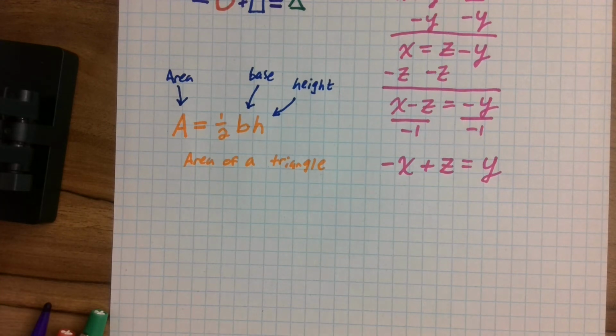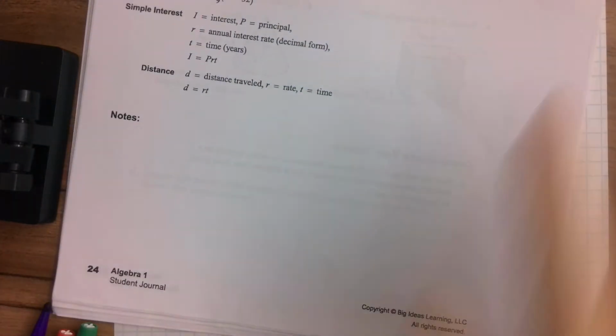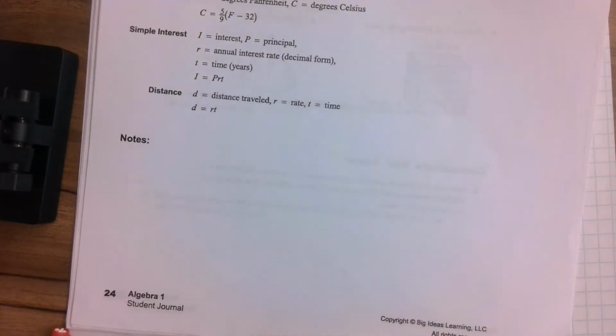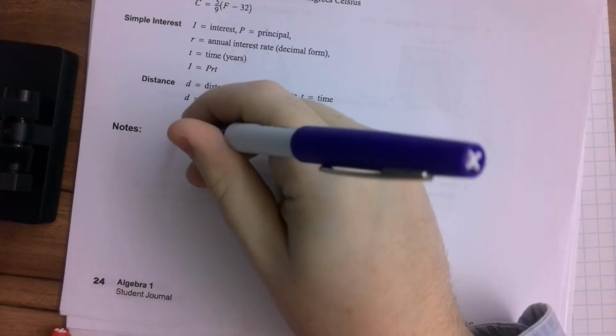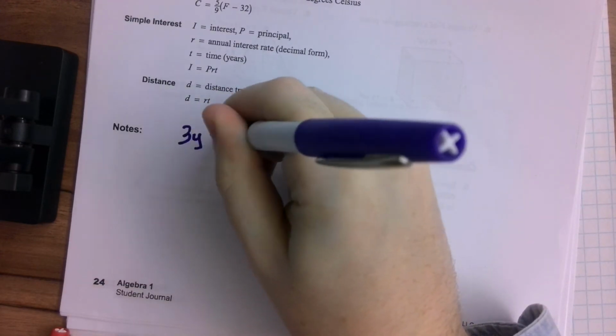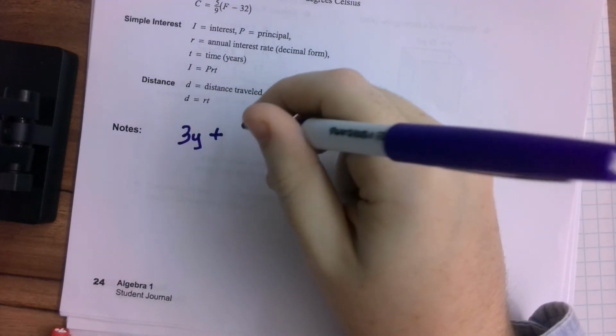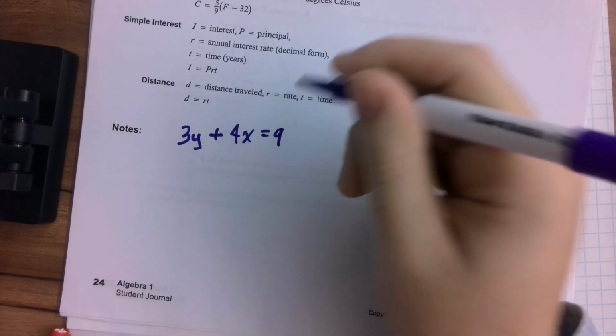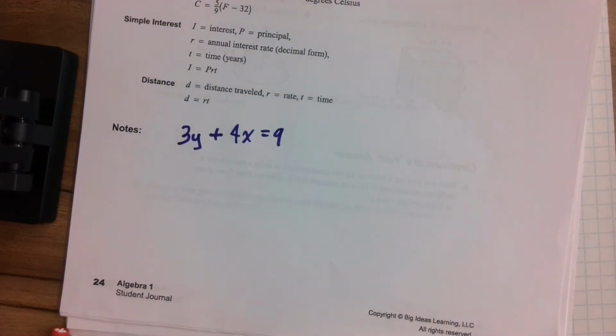So, are we ready to try one? Let's try a literal equation together. And again, we kind of already did a literal equation with the circles, squares, and triangles. It's just that this one is going to have our usual numbers and variables in it. So let's say I gave you the equation 3y plus 4x equals 9.